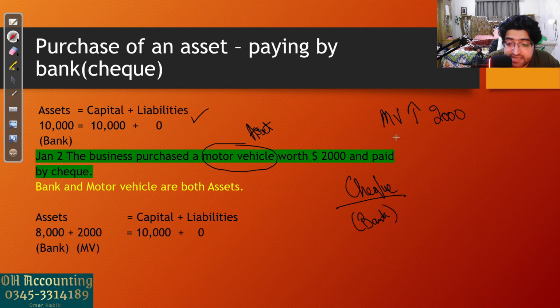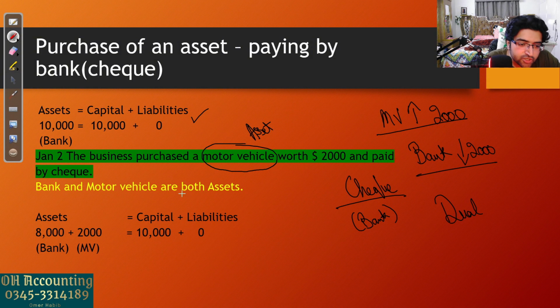But at the same time, you're paying by check. Check means you're paying through your bank. Bank is also an asset. So bank is decreasing by 2,000. Again, there was a dual impact on the accounting equation. Okay, one asset is increasing, which is motor vehicles, and the other asset is decreasing, which is bank. So that's what I have done.